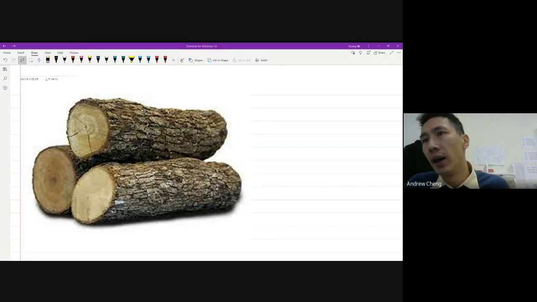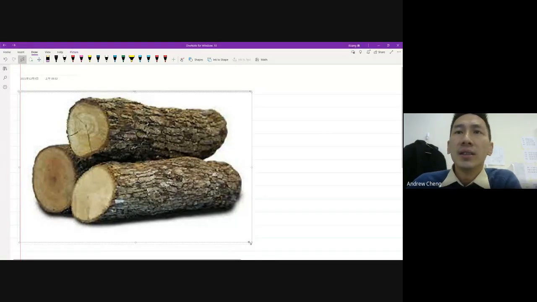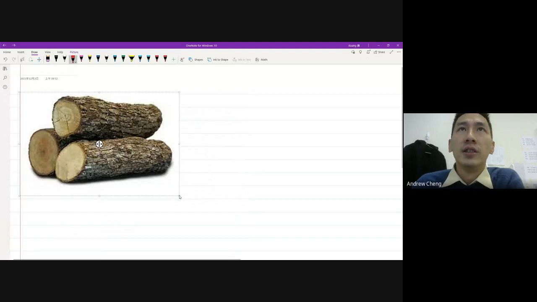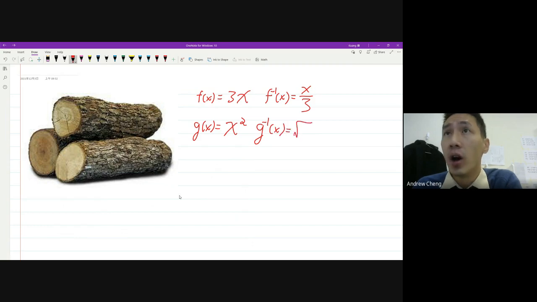Hi, in this video, I will explain what is logarithm, log, and why we need it. So let's start with inverse functions. If I write f of x is 3x, we know the inverse of this function is x over 3. If g of x equals x squared, then the inverse function of g of x is the square root of x.